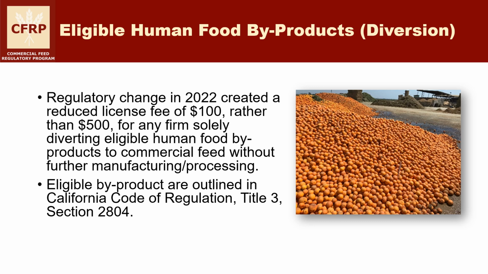Note, if you divert eligible human food byproducts to commercial feed without further manufacturing or processing, you can also select this classification along with other classifications your firm deals in. However, since it isn't solely what you handle, then you will be charged the normal $500 license fee.